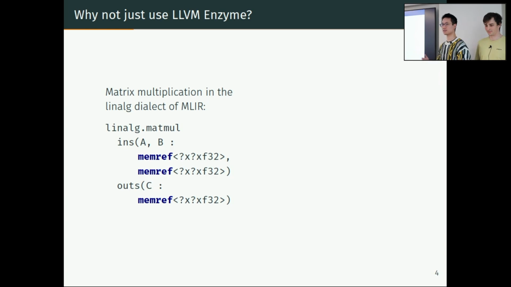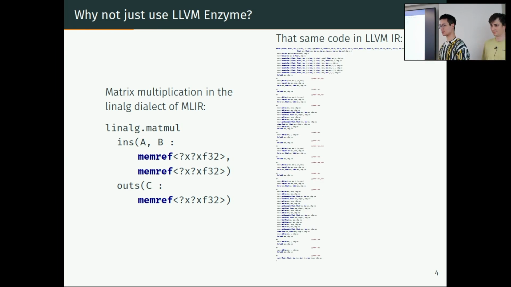This is the representation of a matrix multiplication using the linalg dialect of MLIR. This is the same code in LLVM-IR. There are undoubtedly advantages of performing autodiff at a low level, such as LLVM-IR, but some of the important trade-offs are that, in general, the code you are working with carries less static information due to it being sacrificed in lowering to LLVM-IR, and the quantity of code that your AD system must churn through is much larger, on average.